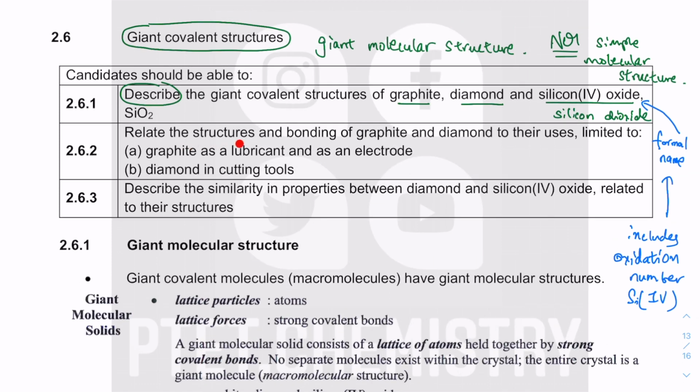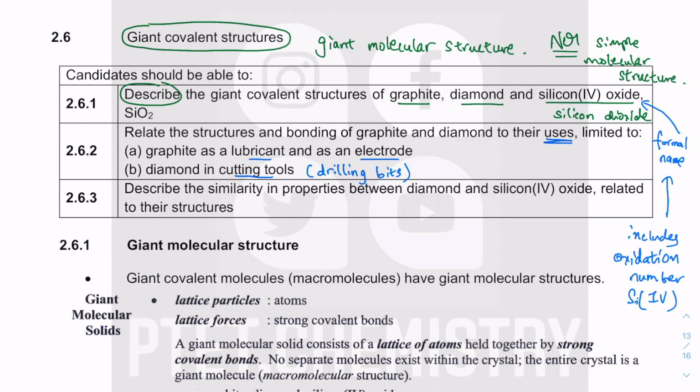We have to relate the giant structure as well as the covalent bonding of graphite and diamond, not the silicon(IV) oxide, to their uses. Limited to graphite as a lubricant, graphite as an electrode, and diamond in cutting tools, specifically used as drilling bits. Okay, so the very sharp and very hard edge of drilling bits is especially important for oil and gas, as well as the mining industry that requires digging into very hard rock surface.